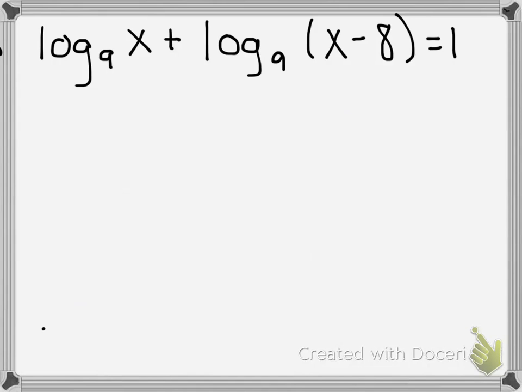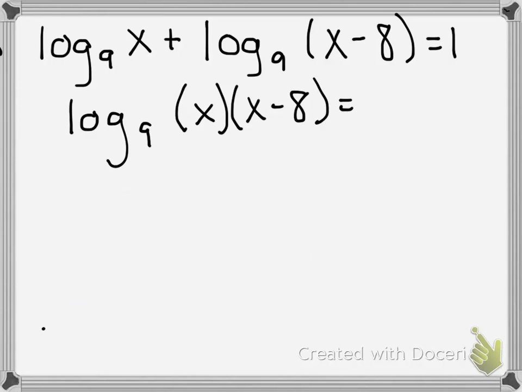Okay, this one is a little bit tricky. The first step is to isolate your logs. Well, we have 2 logs here. They're both base 9. So when this happens, you need to use your log properties to condense. So it's a plus sign. They have the same base, so we can turn this into a multiplication problem. So this is going to become log base 9 of x times x minus 8 equals 1.